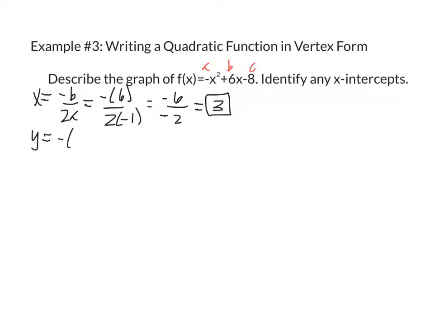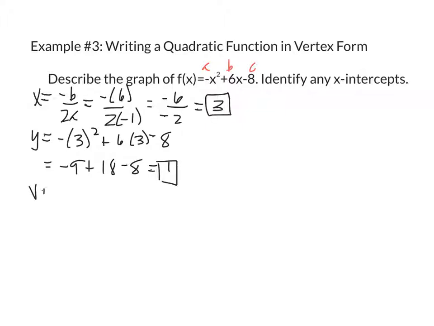So that'd be negative parentheses 3 squared plus 6 times 3 minus 8. If we keep going, that will give us negative 9 plus 18 minus 8. So that was really 9 minus 8, which is 1. So our vertex will be 3, 1.